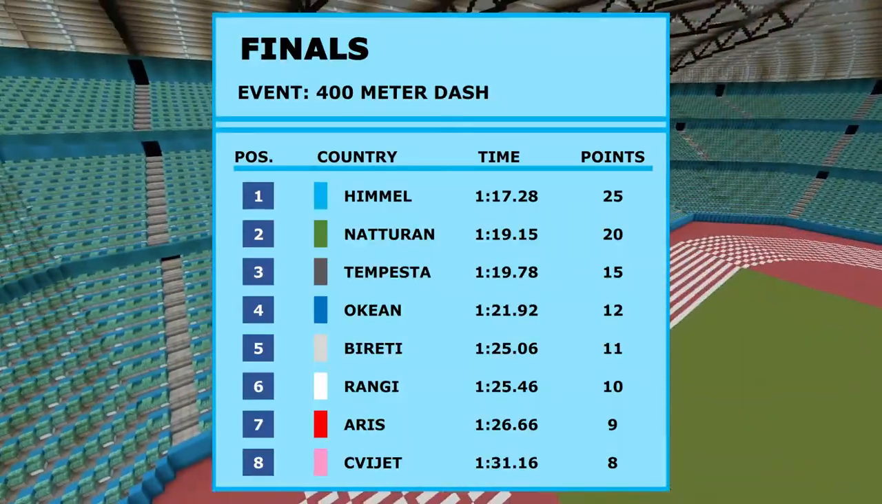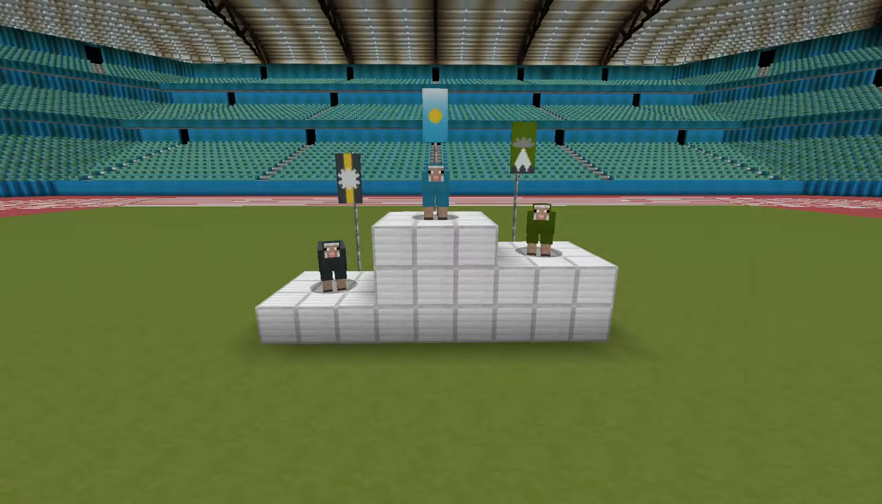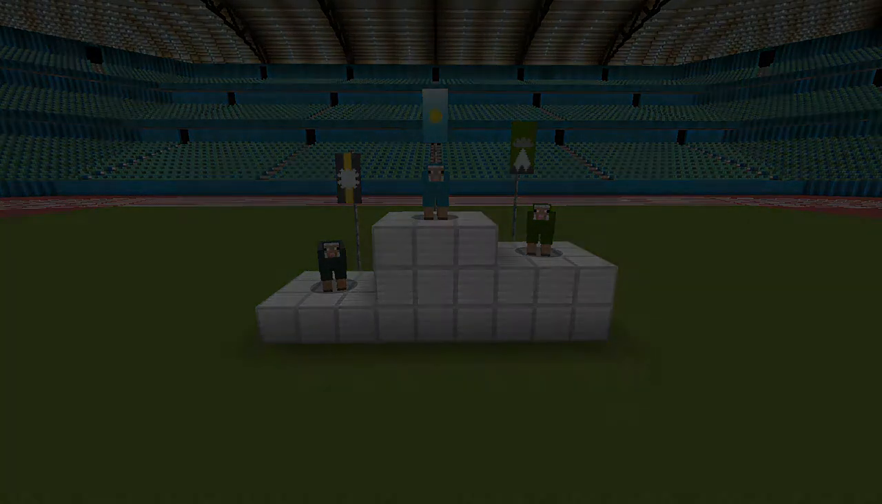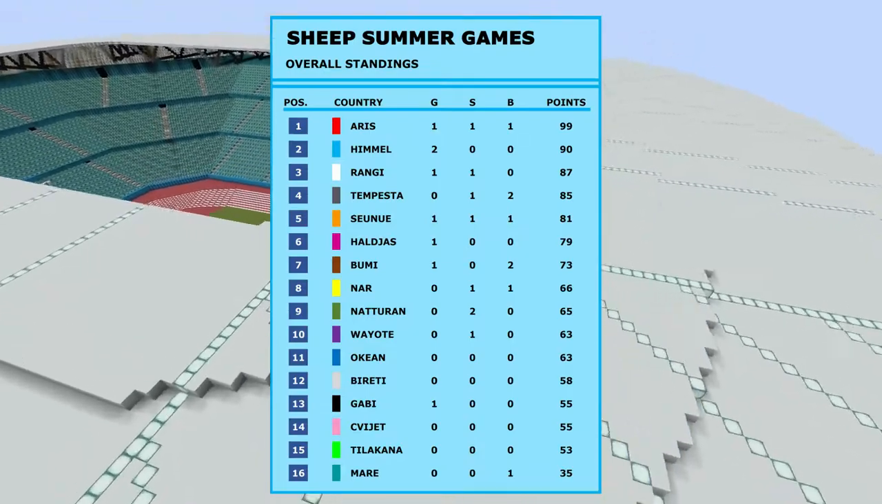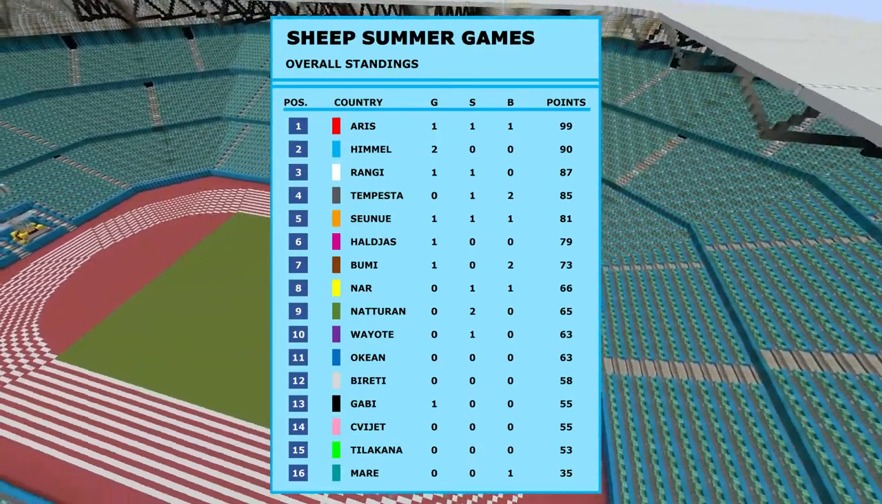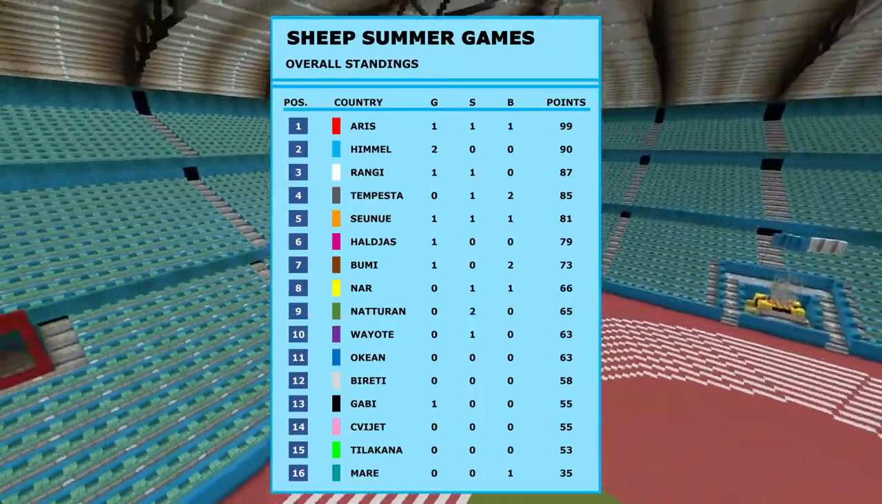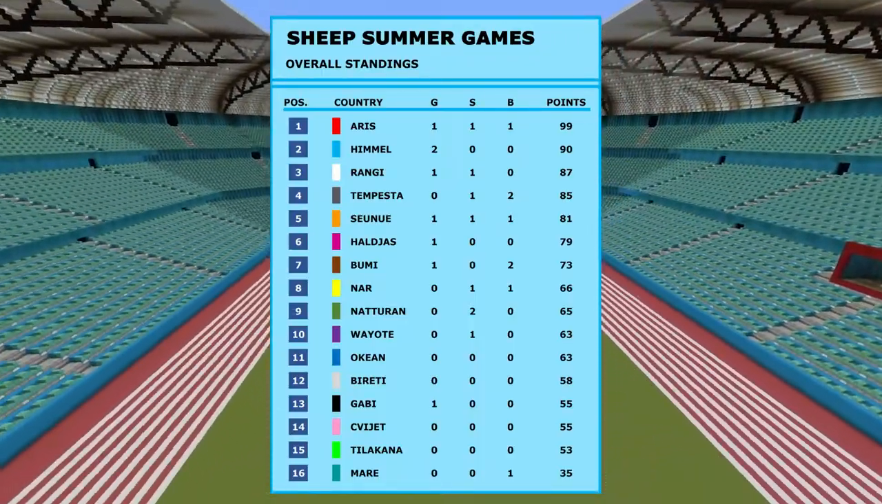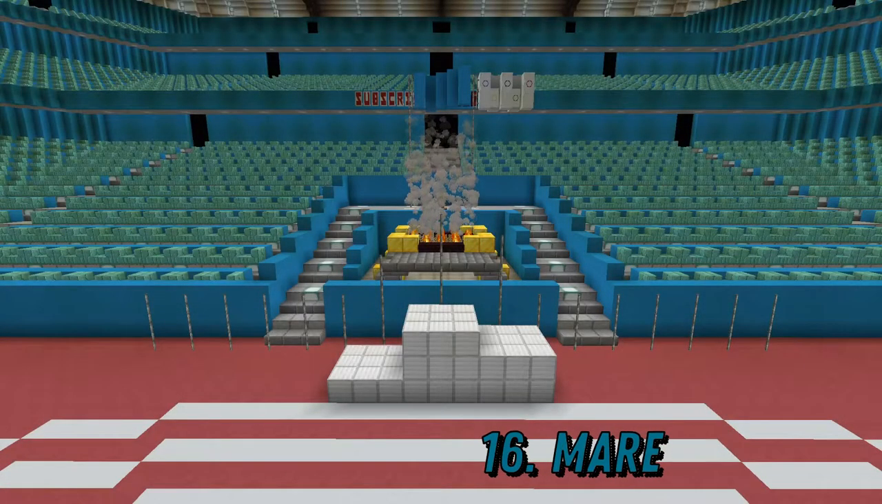And now we will present the medals in this event. Congratulations to Himmel, Naturan, and Tempest on their gold, silver, and bronze. Way to go, athletes. And now, overall standings. Aris will win the Sheep Summer Games in 2020 with a total score of 99 points. Himmel actually moved up all the way into second place with 90 points after those two finishes with gold medals. Unbelievable job by Himmel and their nation.